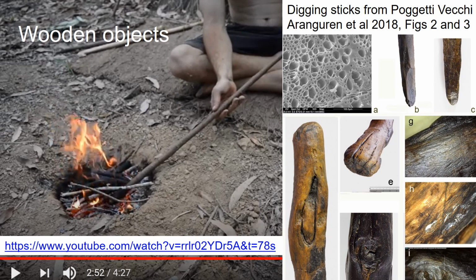Now follow this link that you see here to a YouTube clip on how to make a spear thrower. The process for making a spear thrower is very similar, or the process that you see here is very similar, but keep in mind that there is no evidence at all that Neanderthals used spear throwers. Rather, they used handheld spears.